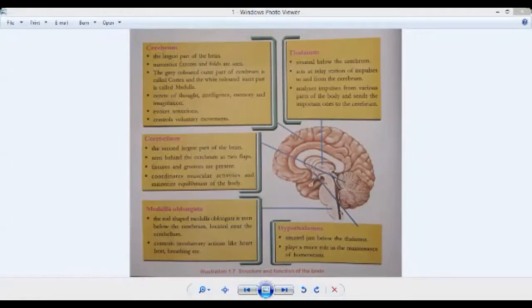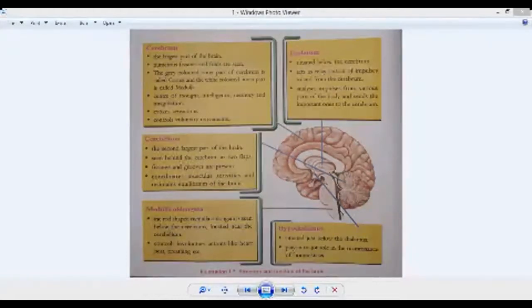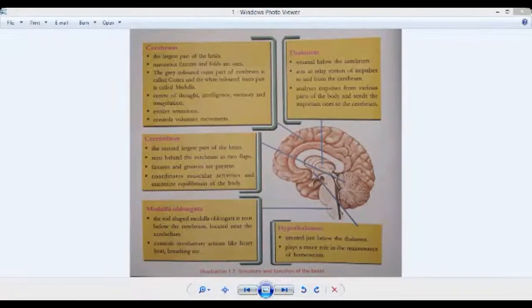Then the next part is the cerebellum. Cerebellum is the second largest part of the brain, and it is seen behind the cerebrum as two flaps. Fissures and grooves are also present in the cerebellum. You can see in the picture, it's also not a plain surface. And the fourth point in the cerebellum is its function: coordinates muscular activities and maintains equilibrium of the body. So it coordinates the activities of our muscles and helps in body balancing. Is it clear for you?